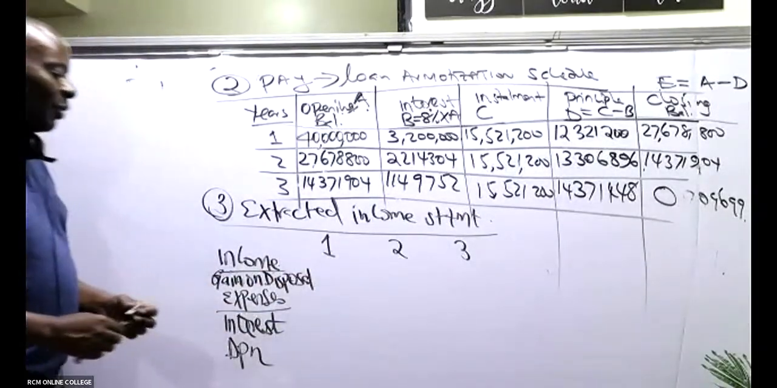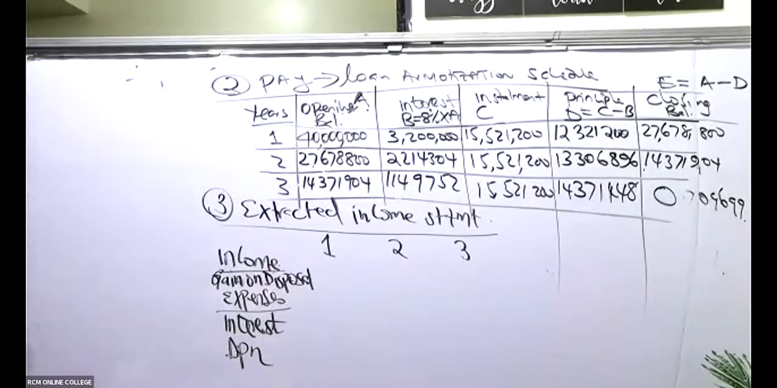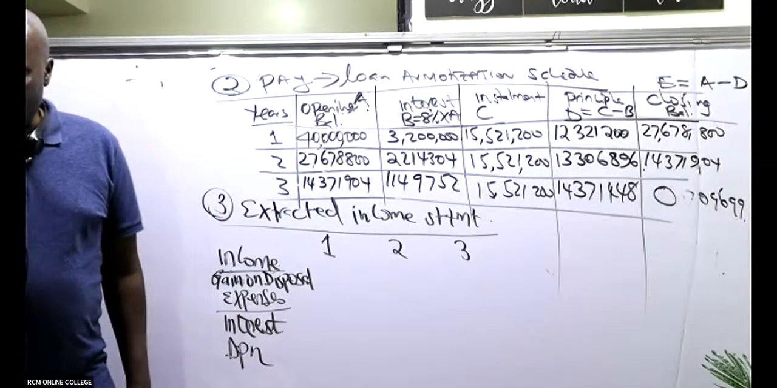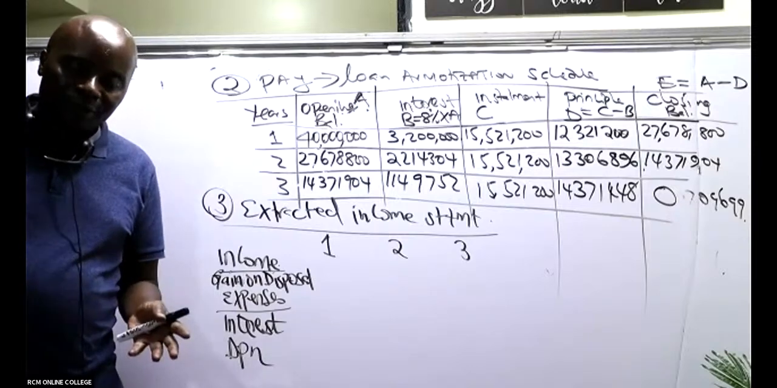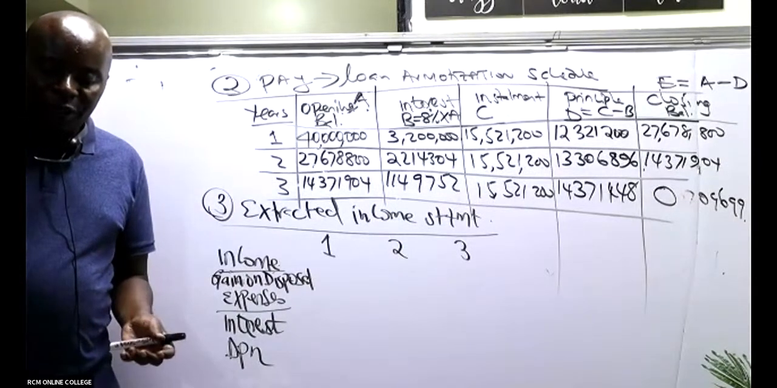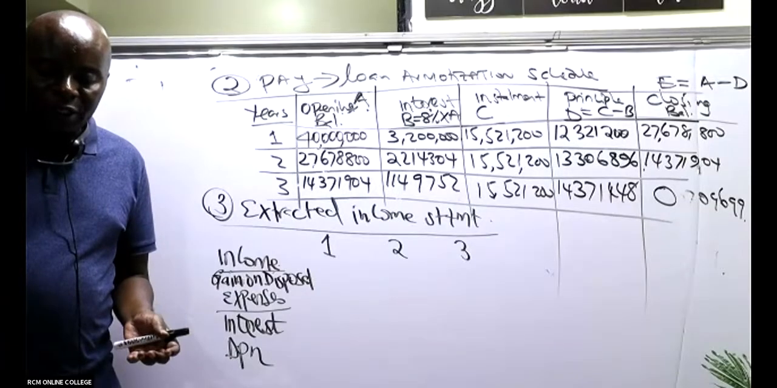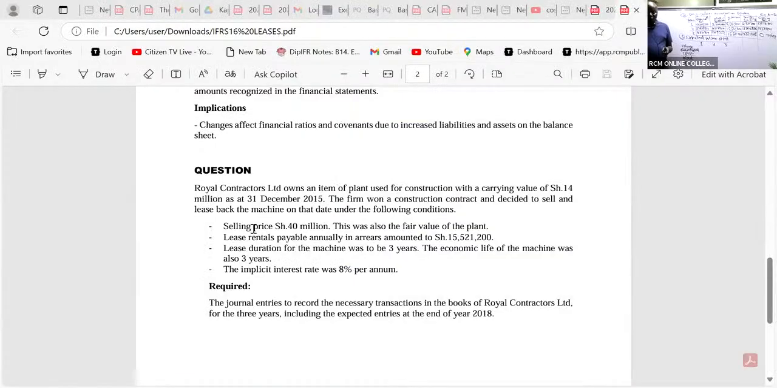Can somebody in this case give me the gain on disposal that we shall book in year one? Remember, this asset initially was ours. We sold it. By the time we were selling it for 40 million, its net book value was 14. The carrying value was 14. So you see, we made a huge profit, really. We sold it for 40 when it was worth 14 in our books here.